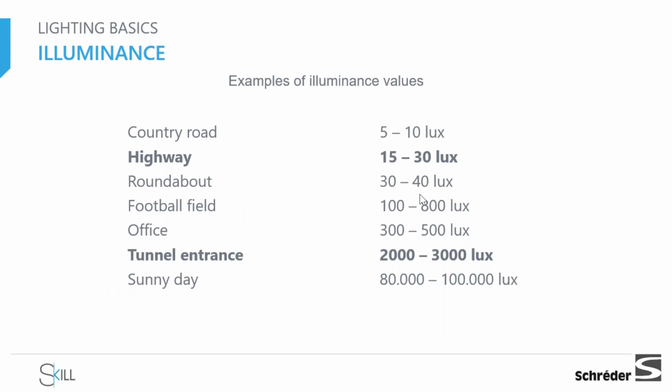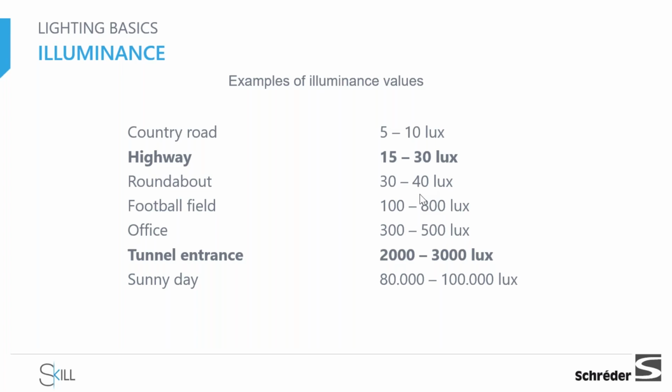In this example, we can see some of the illuminance recommendations in some areas, like country roads. We will need very low illuminance values, from 5 to 10. In highways, 15 to 30, and roundabouts, because it's a conflict area, and we will be covering this in the CIE standard next webinar, it will be a little bit higher, 30 to 40.